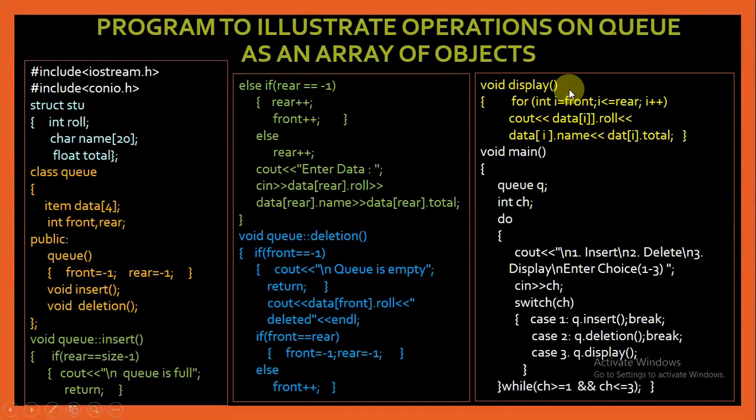Now you can see the display operation also. In the display operation, again we start from front and we increment i by 1 and go till rear and display all the elements one by one. Now in the main, I am creating an object of class q and then a temporary variable again, and then a loop is there. While ch is greater than or equal to 1 and ch is less than or equal to 3, I will display the menu: 1. insert, 2. delete, 3. display, and input the choice. If the case is 1, the insertion function is called. If the case is 2, deletion is called, and if the case is 3, display is called.